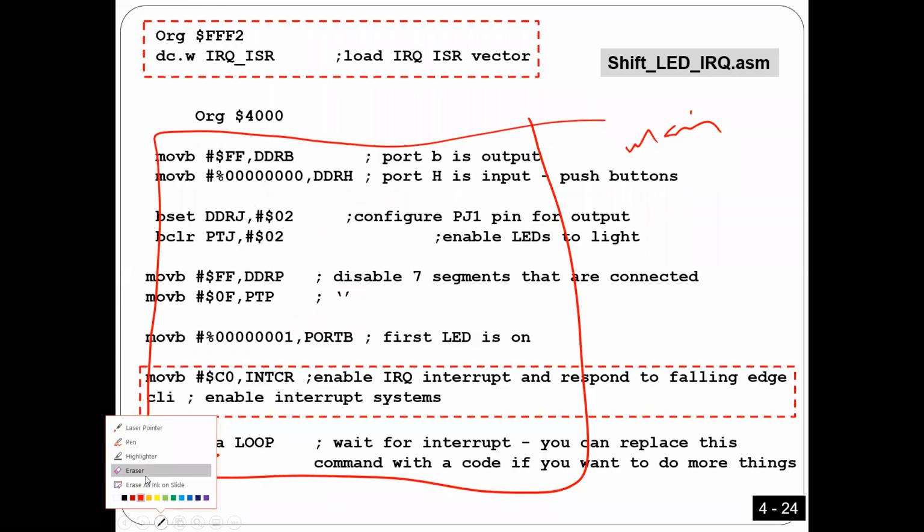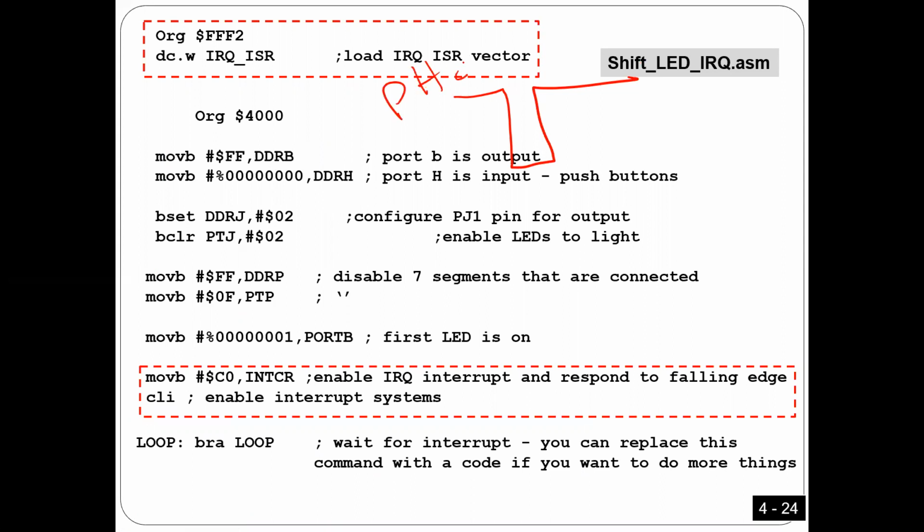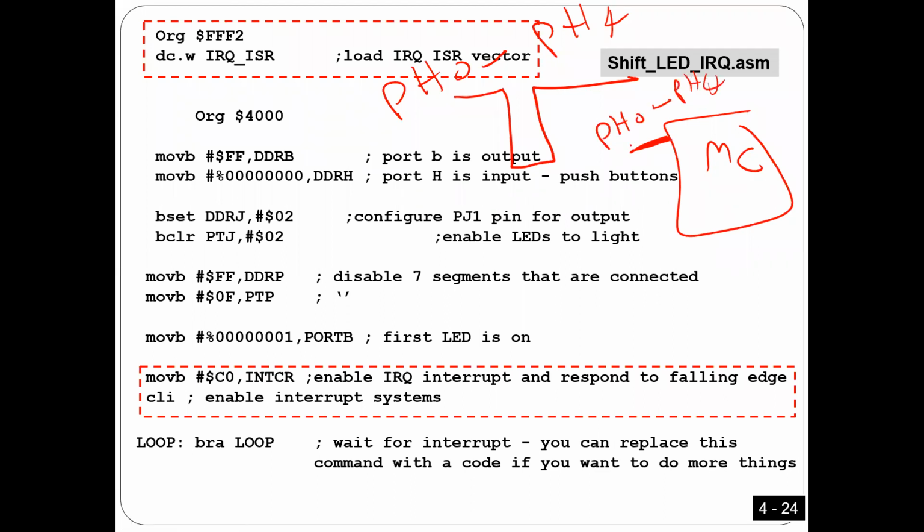In the main program, I have to do the configuration, as you see here. Here I configure port B, because I'm using an LED. Also, I did something here that is very interesting. As I explained last time, when you press a push button, you are going to generate a signal like that on port H, PH0 to PH4. Here, this is the microcontroller, and we have port H, PH0 to PH4. On any pin of these, you are going to get a signal like this one.